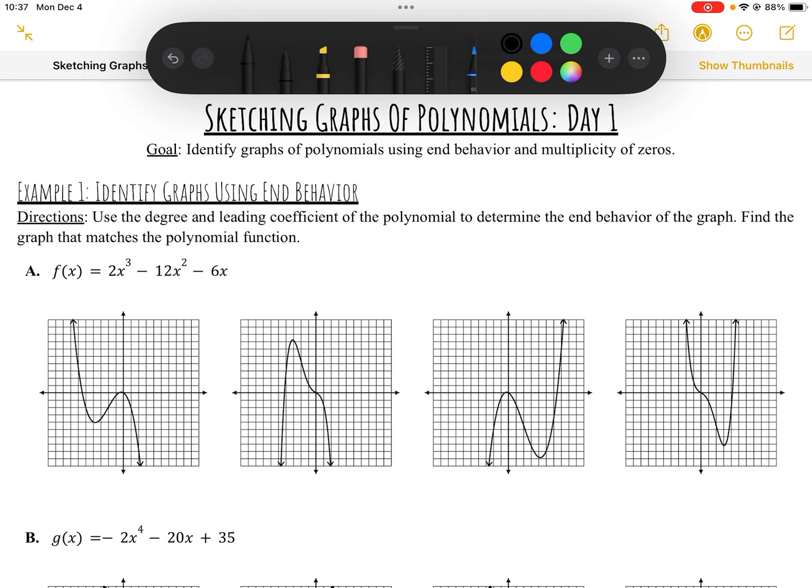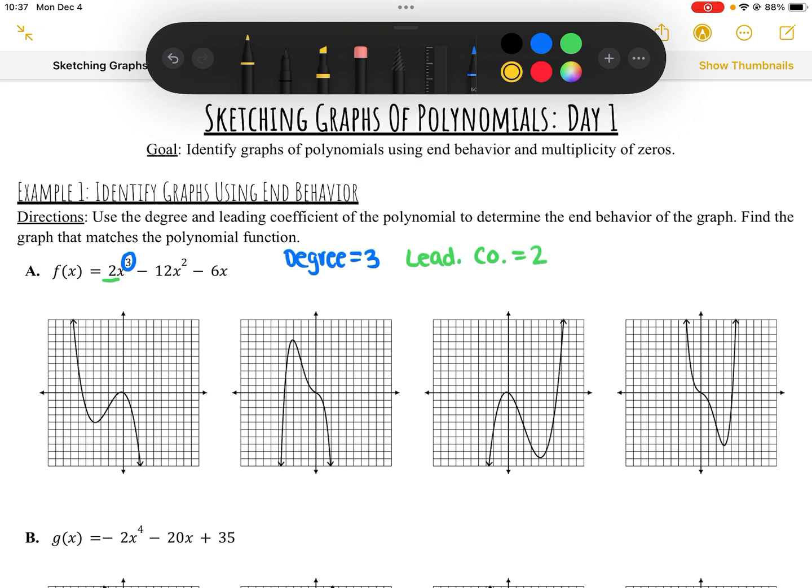So for A, I have f of x equals 2x to the third minus 12x squared minus 6x. This is in standard form. It's going from highest power to lowest power. Starting with my degree here, the degree equals 3. And then my leading coefficient, and I'm going to abbreviate this, leading co, is 2.